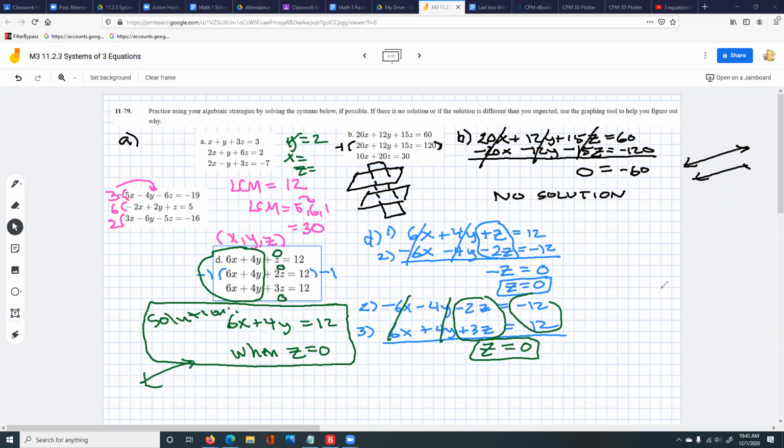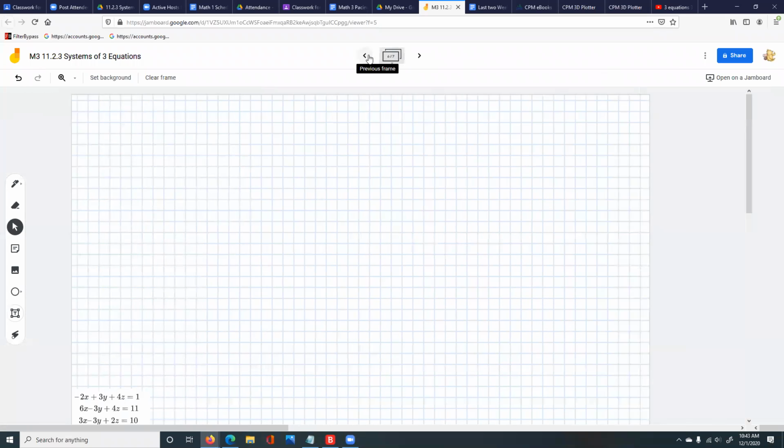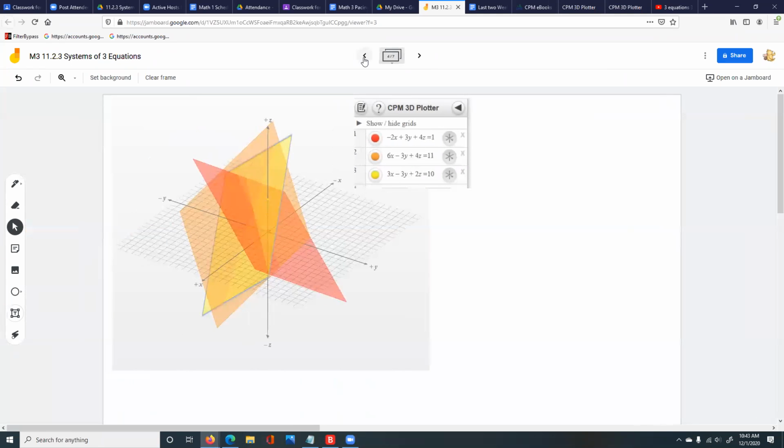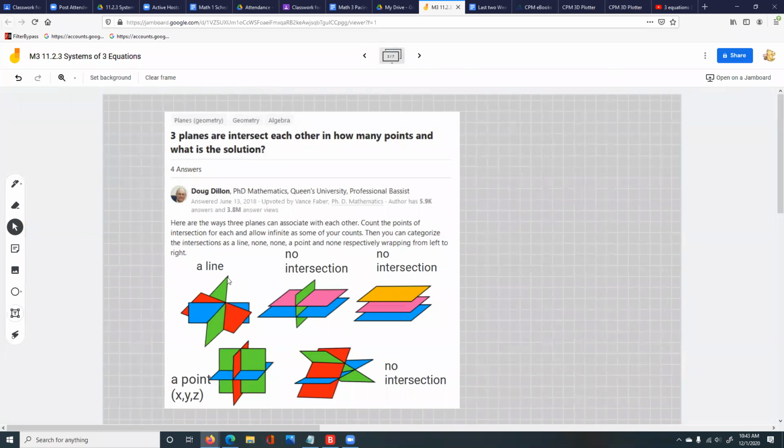Okay, so I'm going to erase this and show you what solution that was. That is basically like this solution right here, where our solution is this line right here. Okay, so the planes, they're not parallel, but they're all going in the same direction. So their solution is a line. That's why we get that, okay?